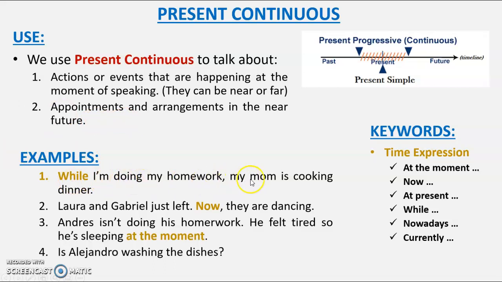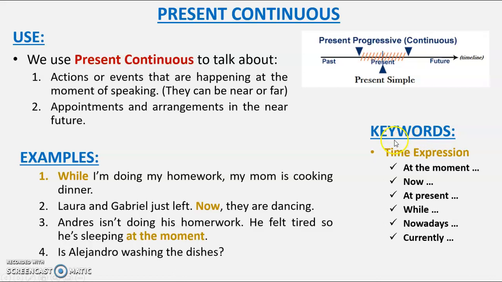While I'm doing my homework, my mom is cooking dinner, right? This is something that is happening at the moment of speaking. Number two, Laura and Gabriel just left. Now they are dancing. 3. Andres isn't doing his homework. He felt tired, so he's sleeping at the moment. And finally, is Alejandro washing the dishes? Okay. So if you see kids here, right, we have as an auxiliary the verb to be, okay? Are, am, is. In this case, isn't because it's a negative.